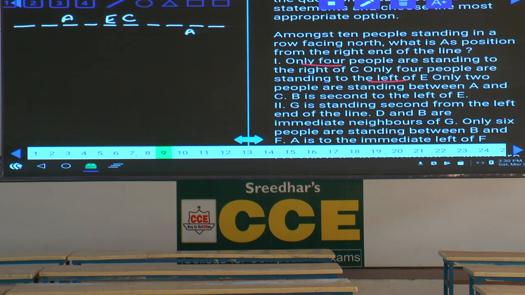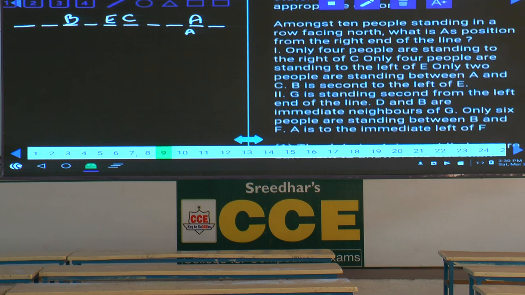B is seated second to the left of E. As B is seated second to the left of E, here A cannot be here because B is seated second to the left of E. As A and B cannot be in the same place, as A cannot be at this place, hence A must be here only. Are we getting a unique answer or not? Hence one alone is sufficient to determine the position of A.